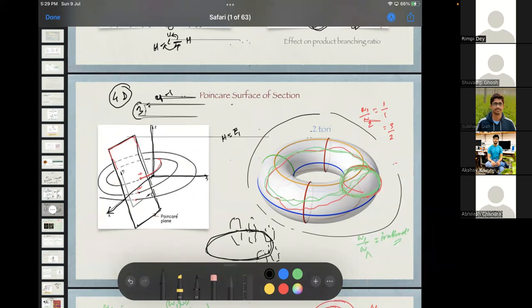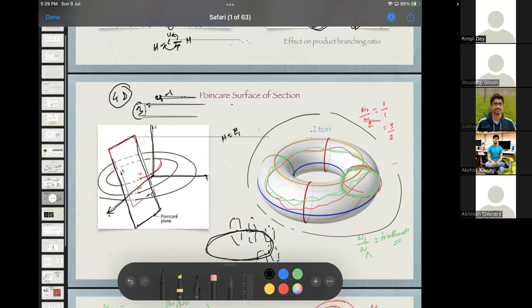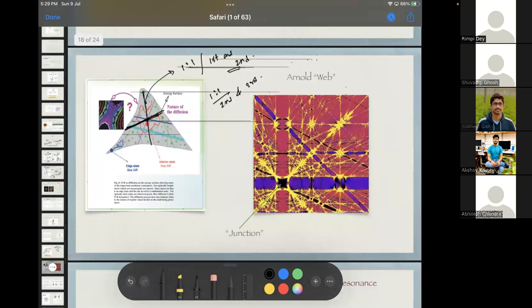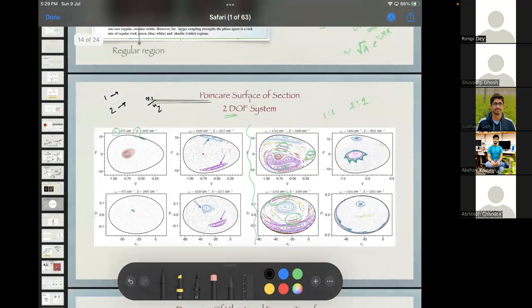But in the next example, the real harmonic oscillator. Harmonic oscillator means coupled harmonic oscillator and uncoupled harmonic oscillator.